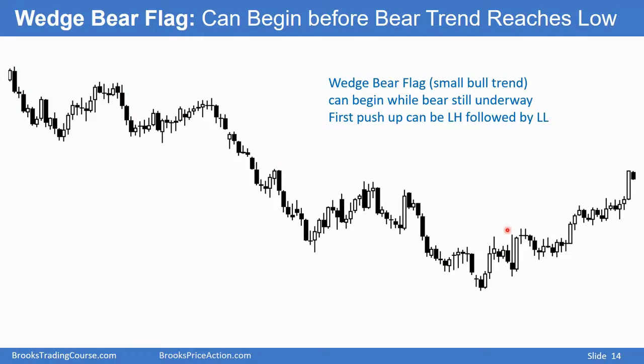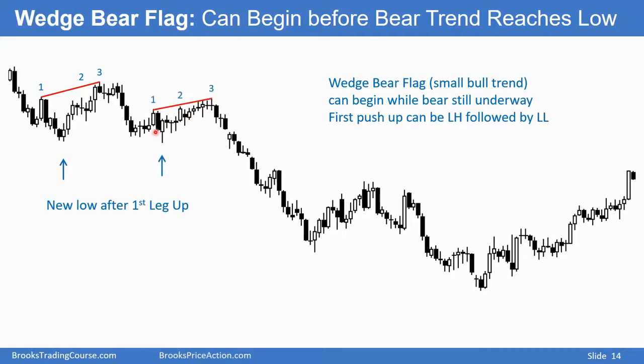A wedge bear flag, it's a small bull trend, and it can begin while the bear is still underway. There's usually a transition. The first push up can be a lower high in the bear trend, followed by a new low, but still part of the bull channel, the bear flag. For example here, strong reversal up, yet the bear trend continued. A second push up here, third push up here, you can call this a wedge bear flag, even though the bear flag began before the bear trend ended.